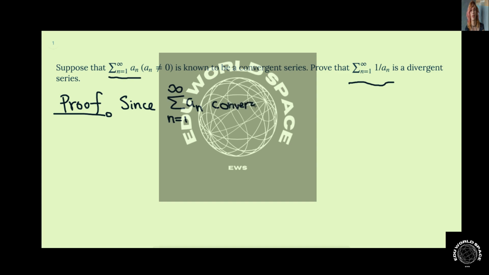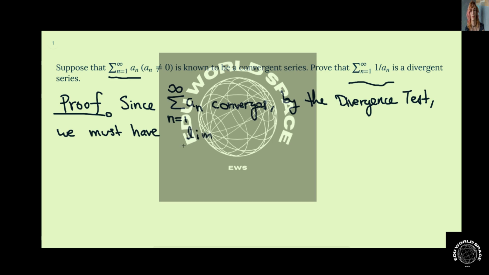converges by the divergence test, we must have that the limit as n goes to infinity of an equals 0. The divergence test says that every time a series converges, the limit of an must equal 0.